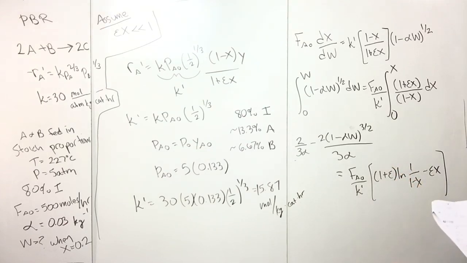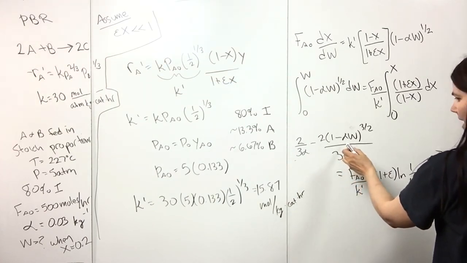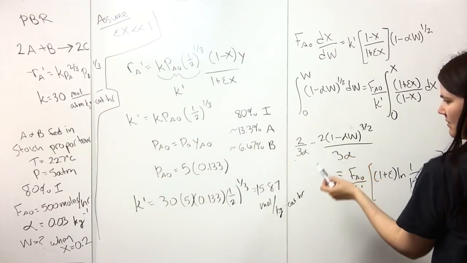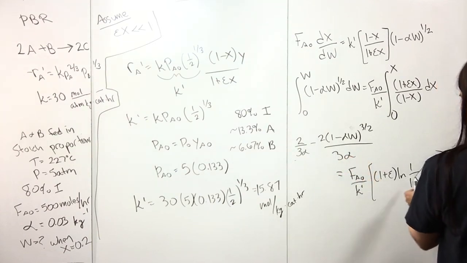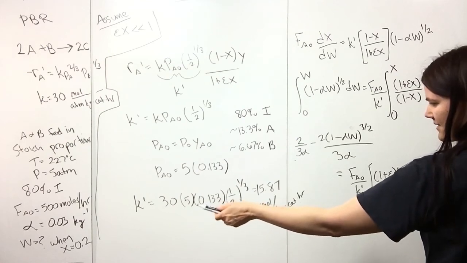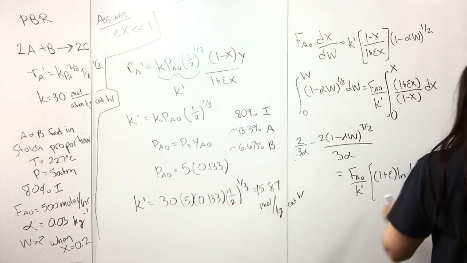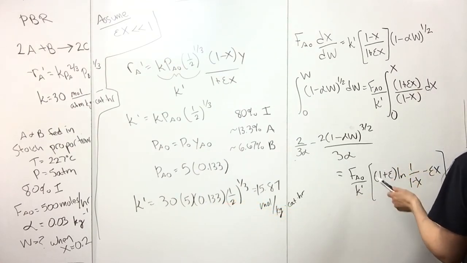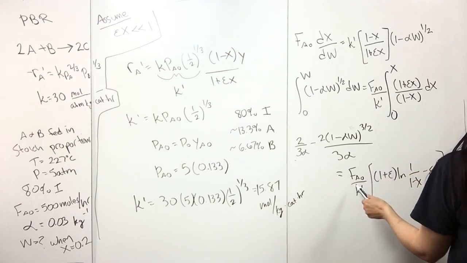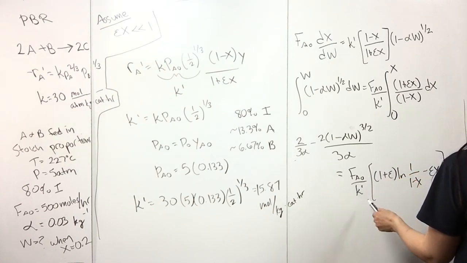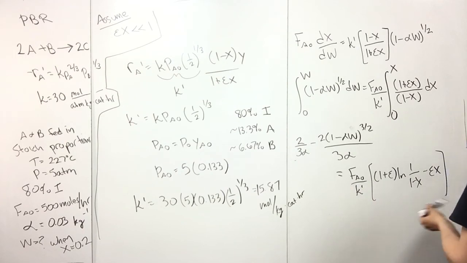So then, just looking at this equation, we should have everything we need. We know what alpha is. We know X. So what we're interested in is when X is 0.2. We know what FA naught is. We know K prime. So we need epsilon.